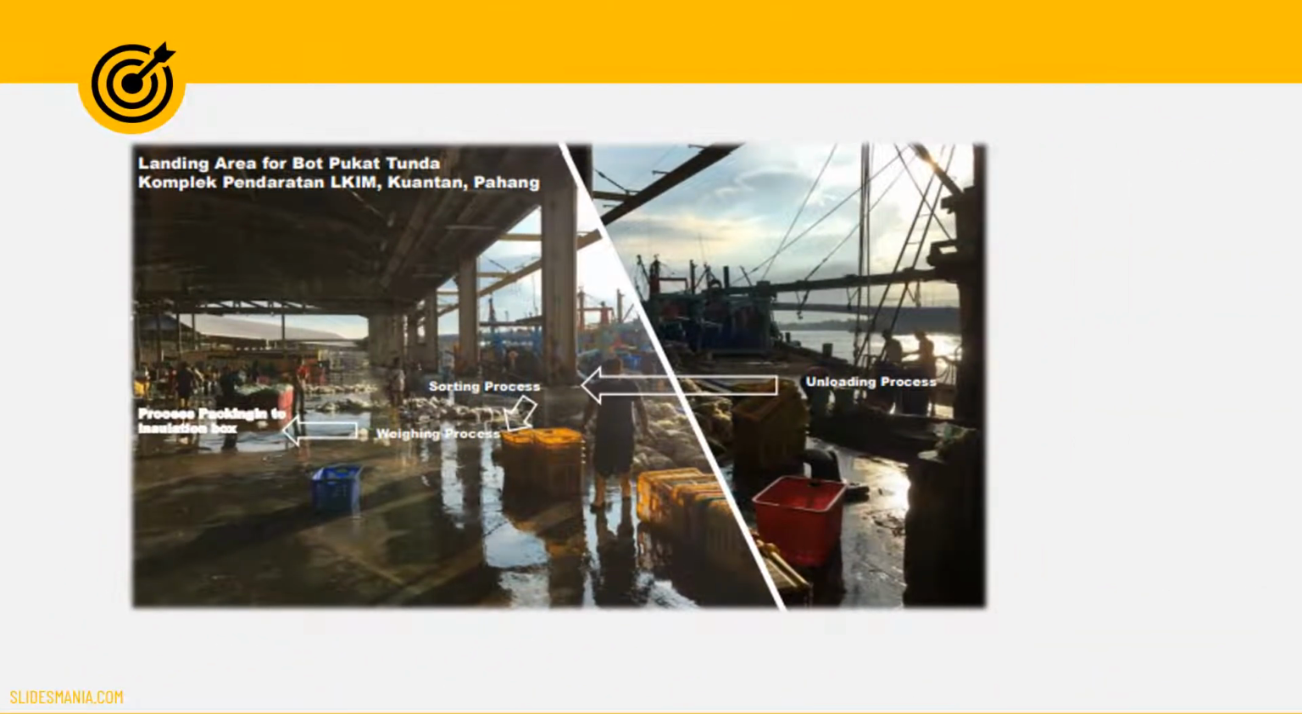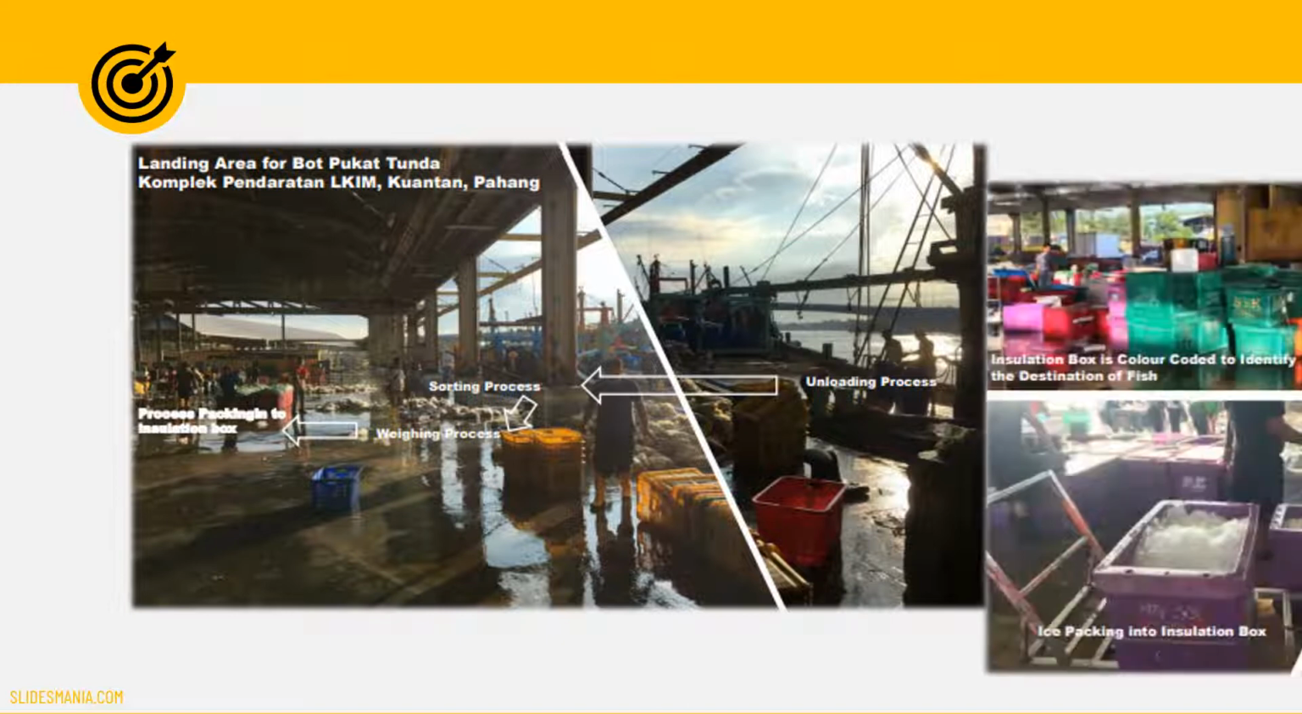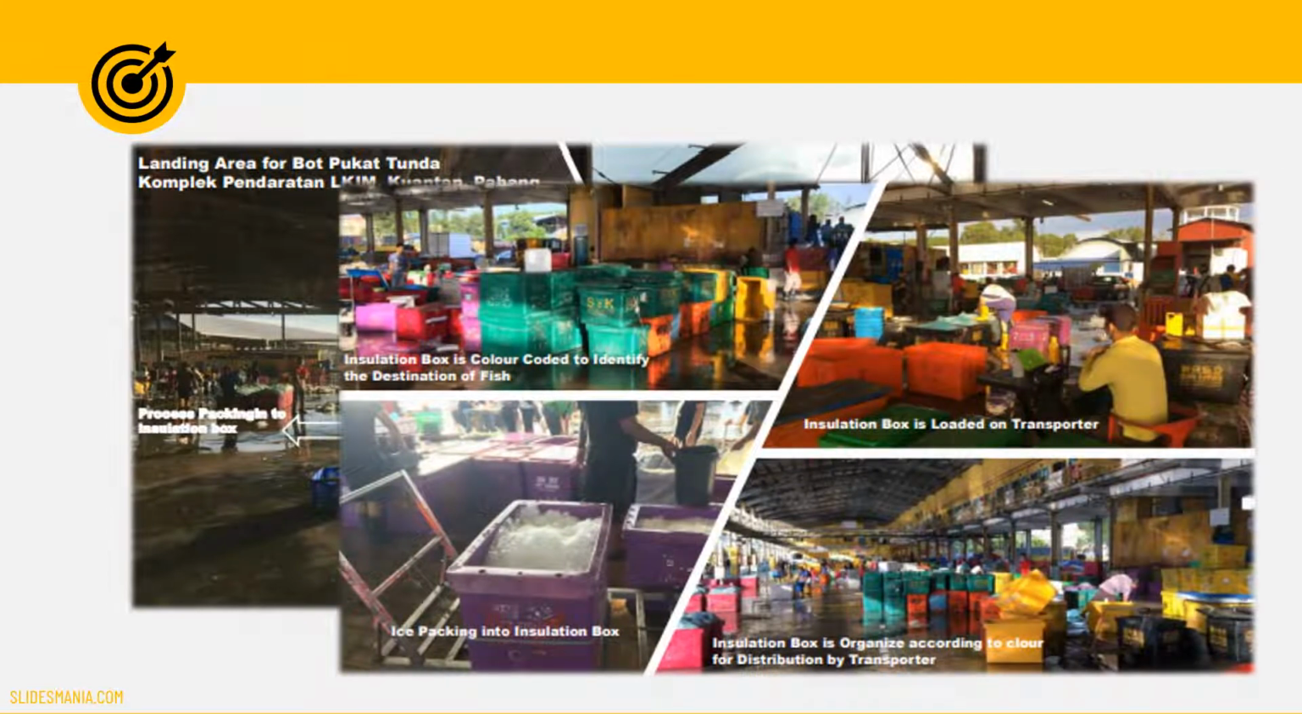As shown is the situation of the landing area at Fish Landing Complex LKIM Kuantan Pahang. As you can see, the process at the landing area starts from the unloading process, then moves to the sorting process, next the weighing process, and proceeds to the packaging process into insulation boxes. The next picture shows the insulation boxes area organized according to color for the distribution.